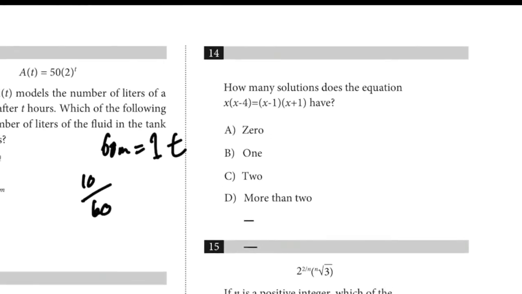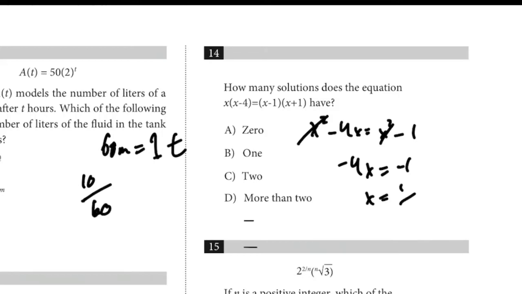Here, how many solutions does this equation have? So what we can do is just distribute. So x squared minus 4x equals x squared minus x plus x, so the x's cancel, then minus 1. These x squares can cancel out, because if you subtract x squared from each side, they're going to cancel. So we have the equation negative 4x equals negative 1, and if you divide each side by negative 4, we're going to get x equals 1 over 4.